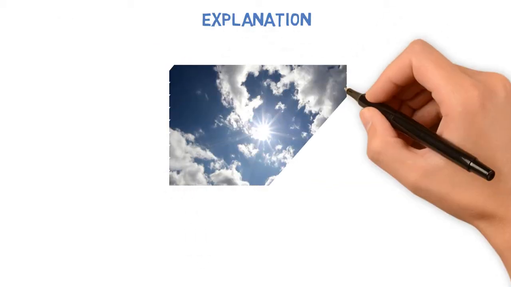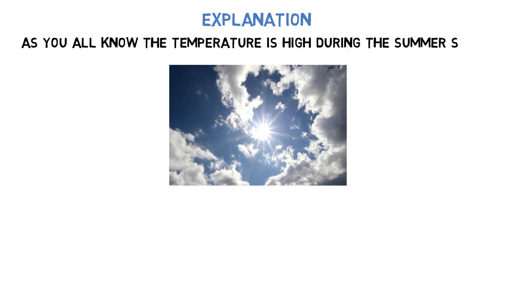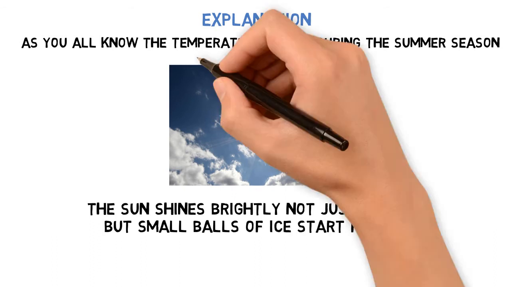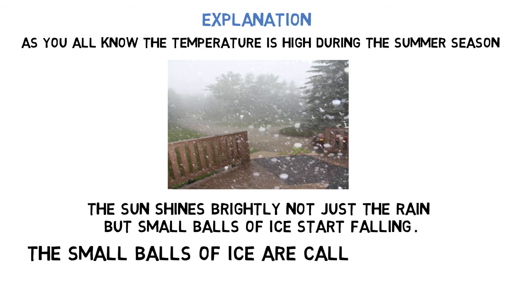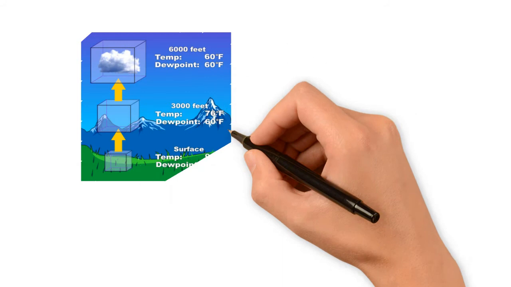Explanation: as you all know, the temperature is high during the summer season. The sun shines brightly. Not just rain, but small balls of ice start falling. The small balls of ice are called hailstones. I am reading the second para.